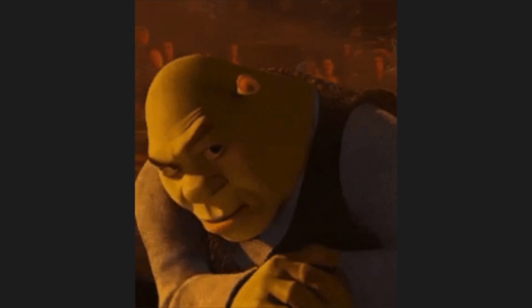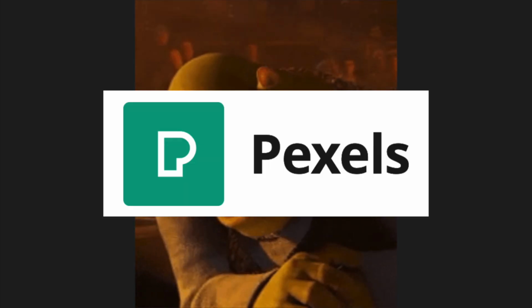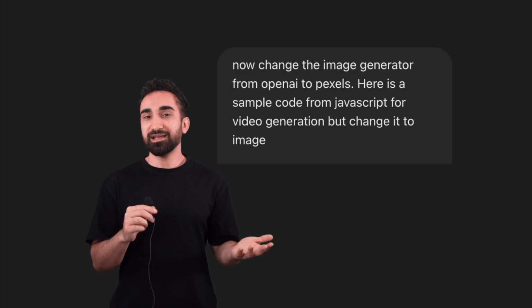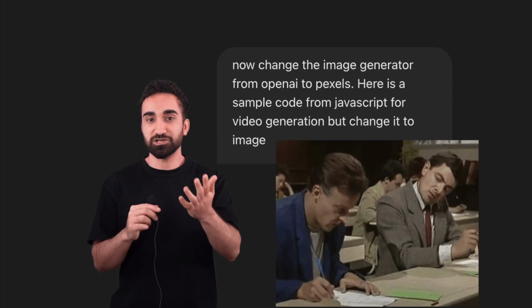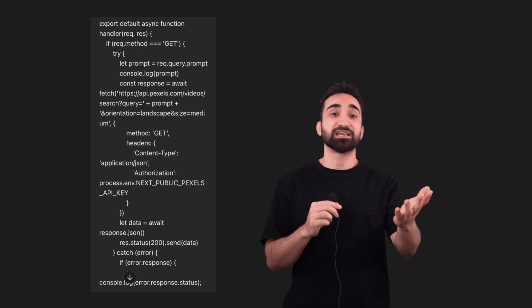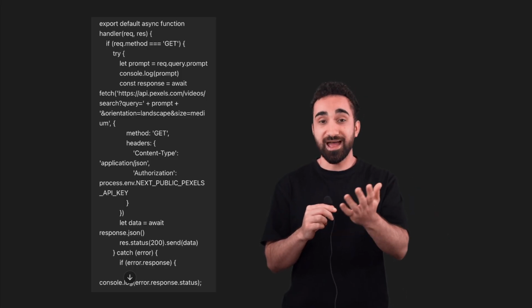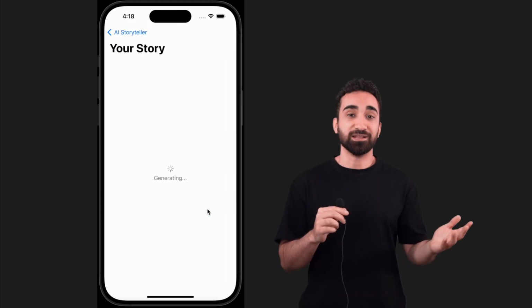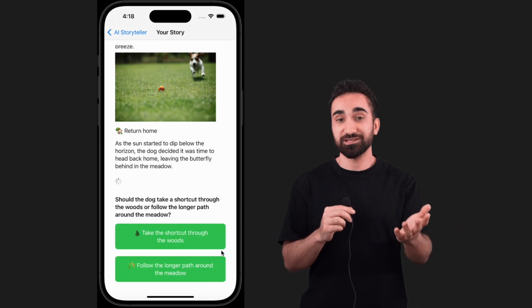In the end, I went with a free alternative, which was Pexels, a platform that gives out free stock images and stock videos. So I simply asked ChatGPT to change the image generation process on my app from OpenAI to Pexels. I even gave it some sample code written in JavaScript and asked it to write it for me on my SwiftUI project. And as you can guess, it performed the job flawlessly. Now I had pictures loading for free using the Pexels API.